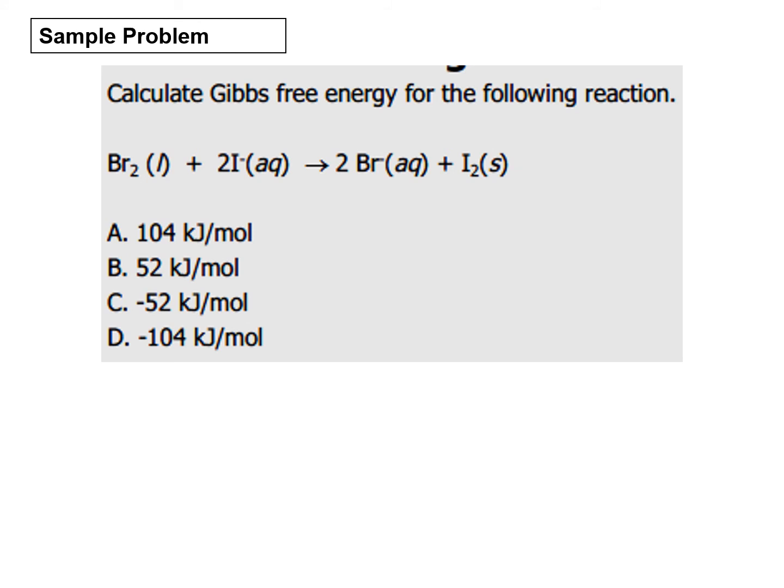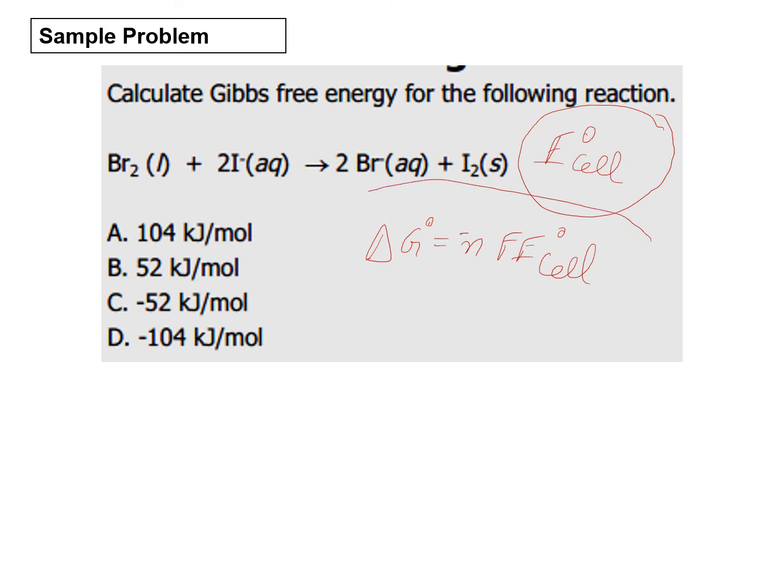The only information that you have here is a chart which has E naught values. So from the E naught, you can solve for E of the cell. And from the E of the cell, you can use this formula, delta G equals negative nF E naught cell, right? And that's how you can get the value of Gibbs free energy from here.